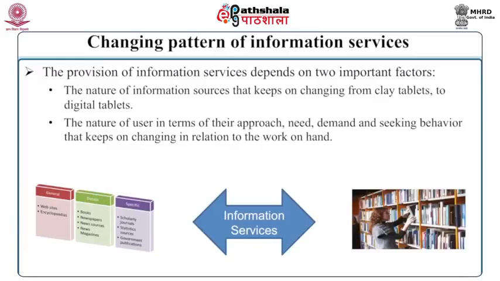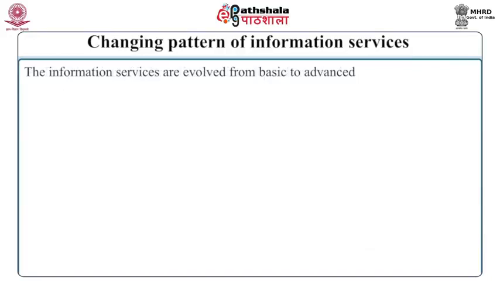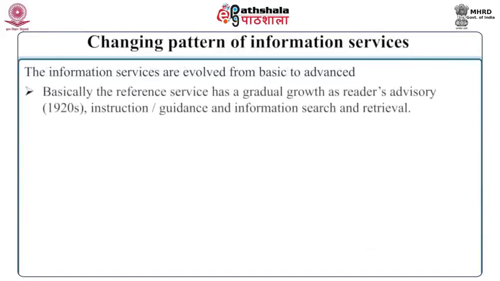For example, once the users used to visit the library and the reading place was not sufficient to provide them the facility. But now the users' visit to the library has become rare because they want to get the information to their desktop or laptop in their room or in the hostel or in the workplace or at their home. So the change occurred in the information seeking behavior of the user as well as the information sources. Because of these two changes, the information services also underwent a changing pattern. So the information services evolved from basic to advanced.